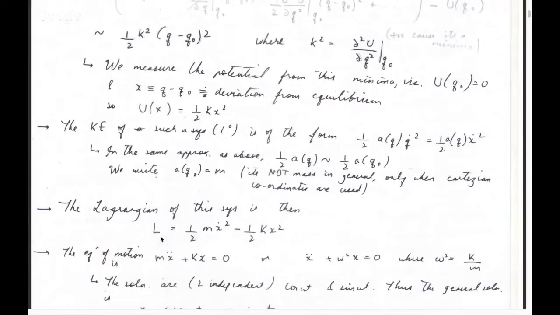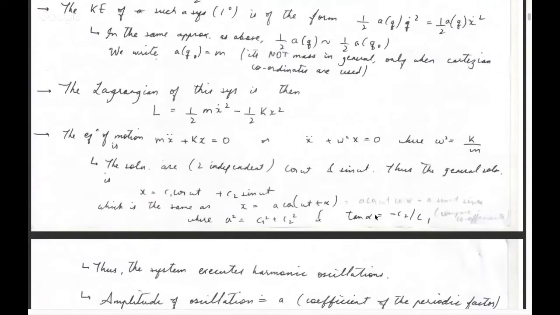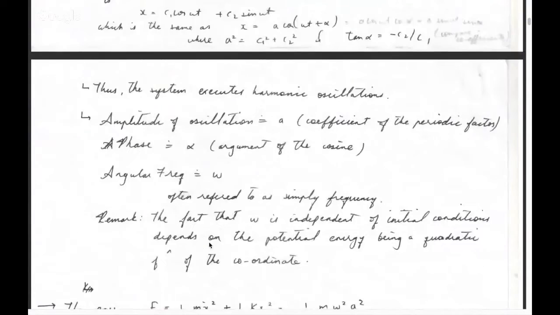So we get this Lagrangian: half m x dot square minus half kx square. The equation of motion can be derived using Euler-Lagrange, which you will get as x double dot plus omega square x equal to 0, where omega square is k by m. There will be two independent solutions, cos omega t and sin omega t. The general solution will be the linear superposition of these two solutions. If you add them vectorially, you can write c1 square plus c2 square as a square, and tan alpha will be minus c2 by c1, where you call alpha the phase and omega the angular frequency.